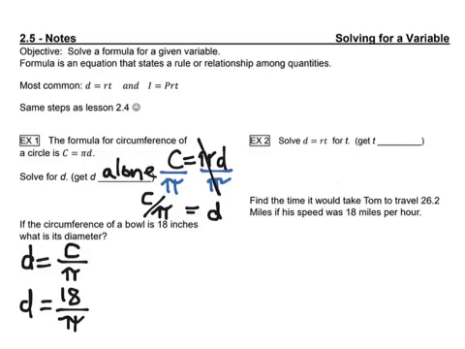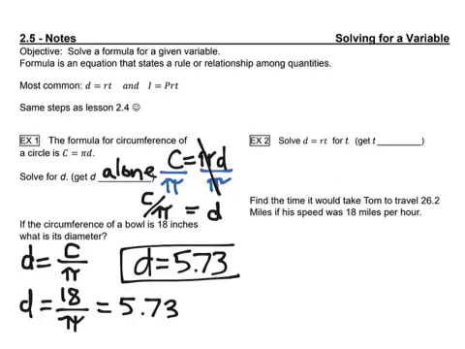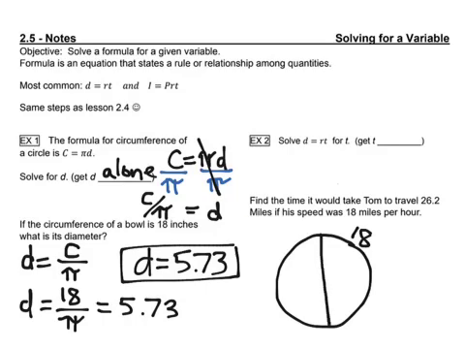So 18 divided by pi is 5.73 roughly. I rounded to the nearest hundredth there. So d equals 5.73, and that's your answer. That's the diameter of the bowl. So the circumference, which is the length around the rim of the bowl, if you go around and measure it out and it's 18 inches, that means that the diameter is 5.73. So that length there that I just drew, that's 5.73.